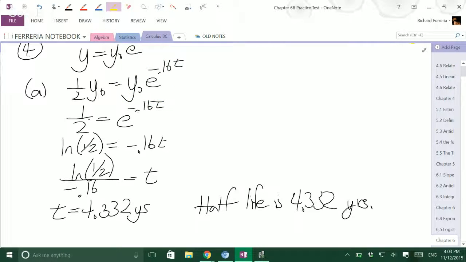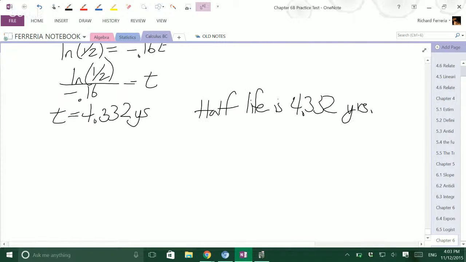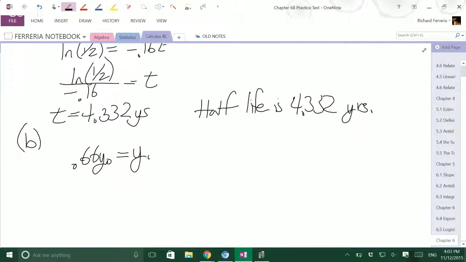Okay, part B. How long will it take for the element to decay to 66% of the original amount? It's pretty much the same problem, isn't it? Except we're going to do 0.66 y naught instead of 1/2 of y naught.